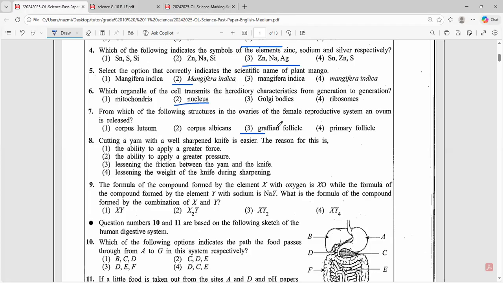Then eighth one. Cutting a yam with a well-sharpened knife, the reason for this is? Second one, the ability of greater pressure, no? Yeah. Why do you say second one? Atif, you also have to answer me.